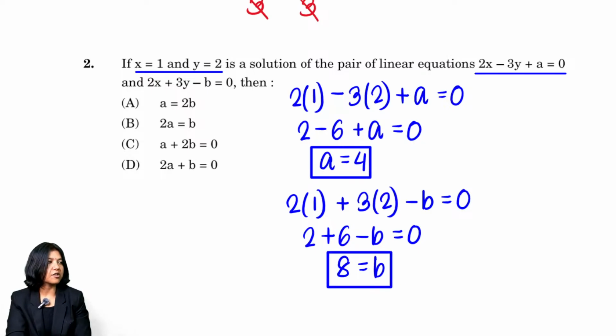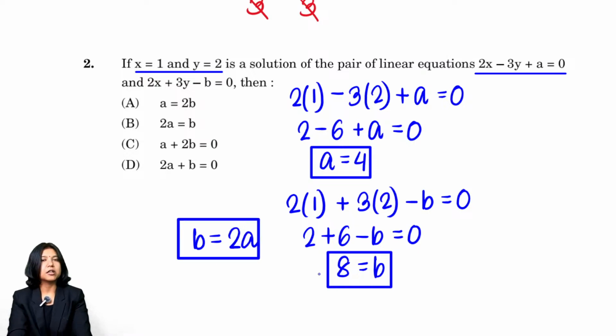So now the question is asking me what's the connection. Clearly a here is 4, b is 8. So b is double of a, right? b equals 2a. That has to be the connection between the two equations and the missing variables a and b. So this is the answer here, 2a equals b. This is how you'll approach a question like this. Easy, yeah?